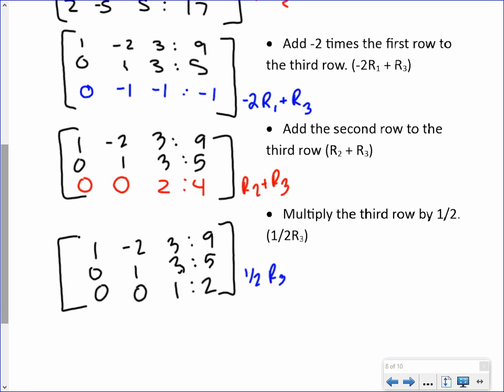Okay, what's the point, right? Remember, this is an augmented matrix. That means you could rewrite it as a system. What does that system look like then? x minus 2y plus 3z equals 9. y plus 3z equals 5. z equals 2.